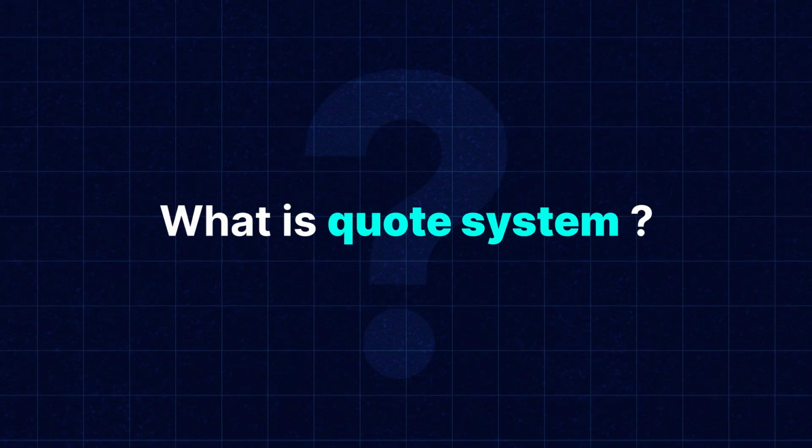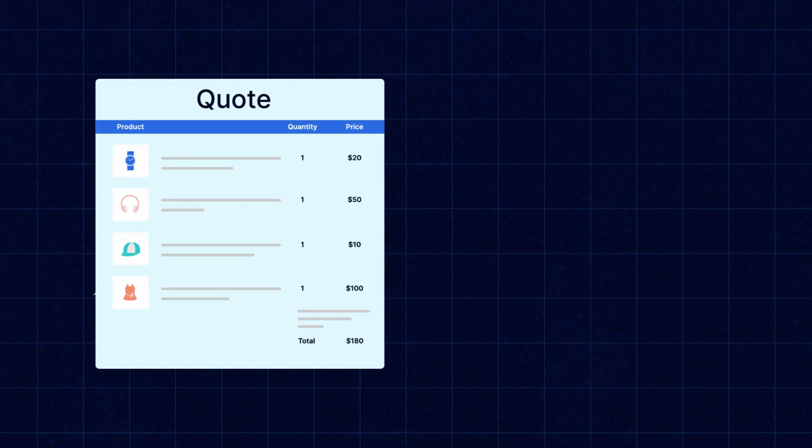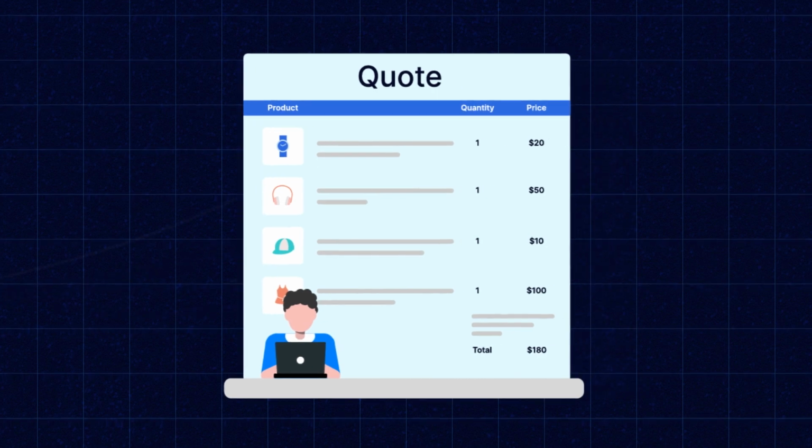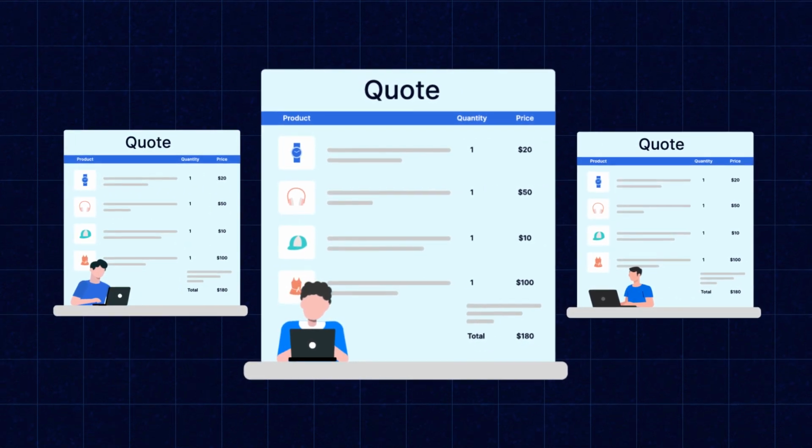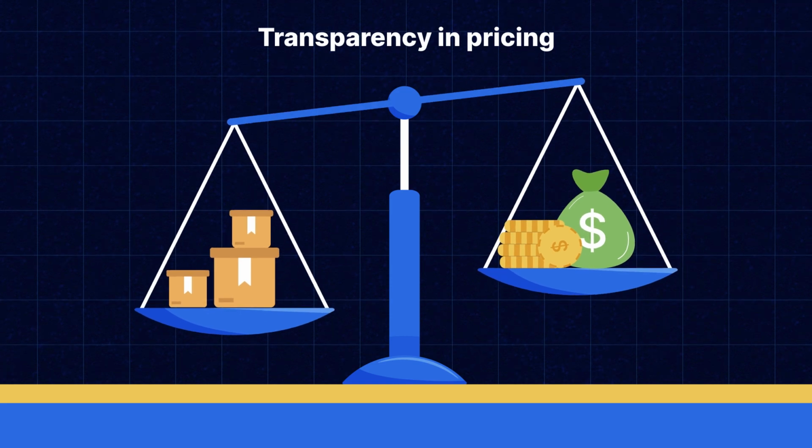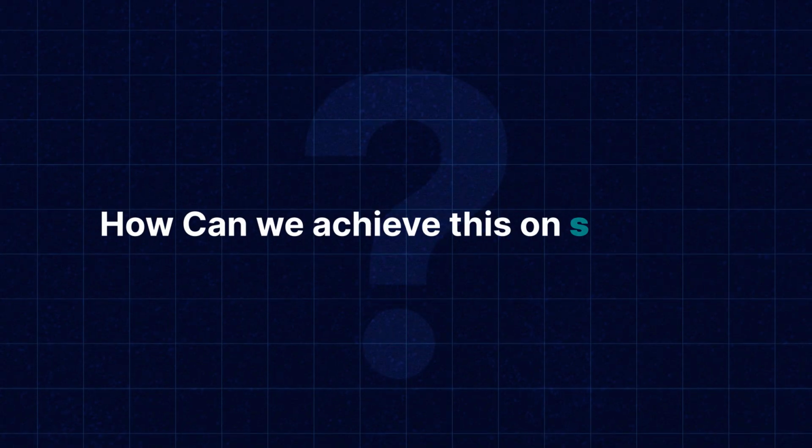What is a code system? A code system allows businesses to streamline the process of creating codes for their customers. With the help of a code system, merchants can easily generate accurate and consistent codes for their customers, which reduces errors and ensures transparency in pricing. How can we achieve this on Shopify?